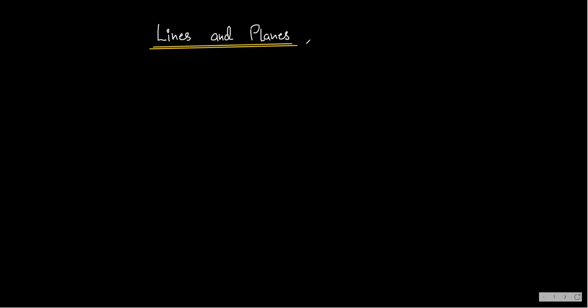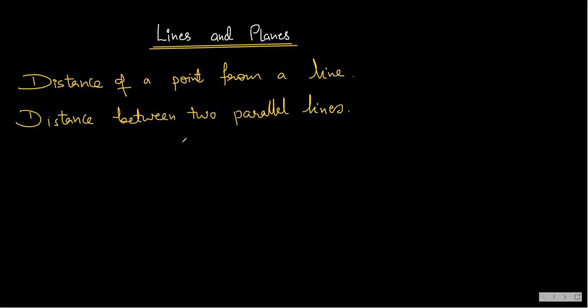Now in this lecture, we are going to discuss distance of a point from a line. So we are going to take 2 points here. First is we will take distance of a point from a line, and second we will take distance between two parallel lines. So let us start with the first one, that is distance of a point from a line. The first one is distance of a point from a line, and the second is distance between two parallel lines.